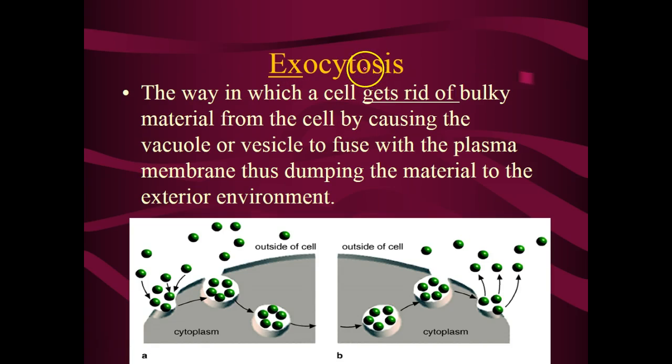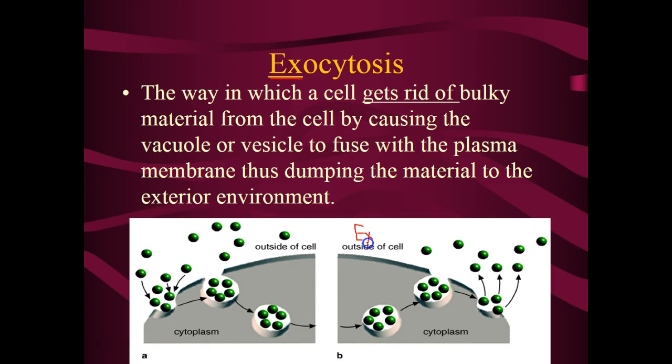Exocytosis. This is the opposite of endocytosis. Remember, exocytosis is a process in which we can get rid of materials. And so exocytosis is a way for the body or the cell to get rid of material. Like I showed you before, this one was our exocytosis over here.